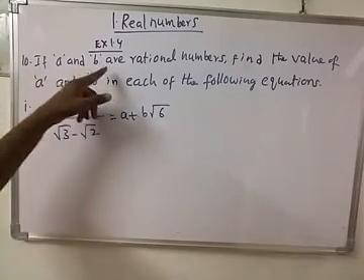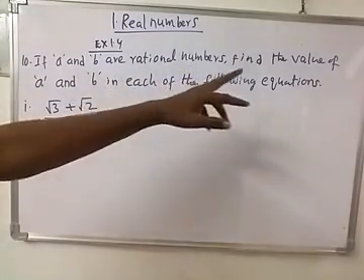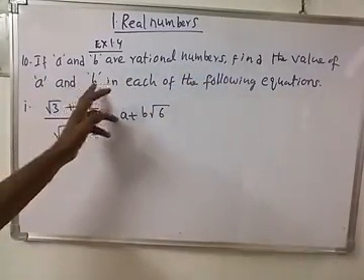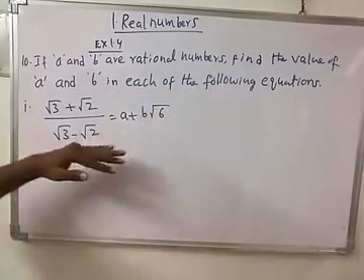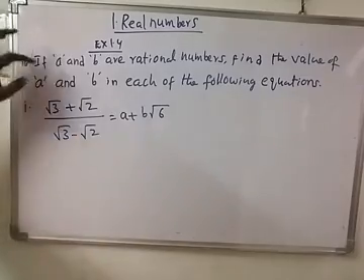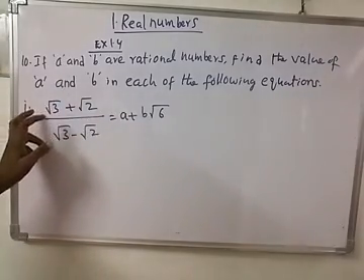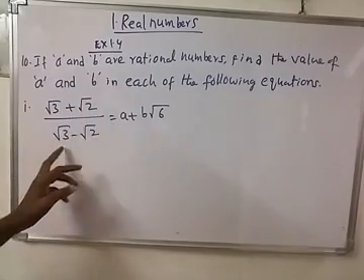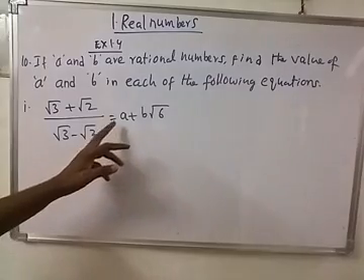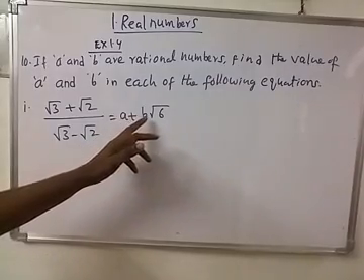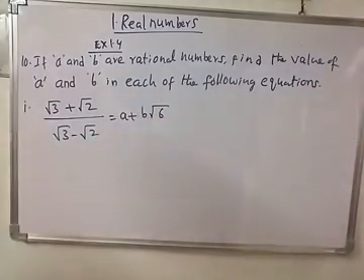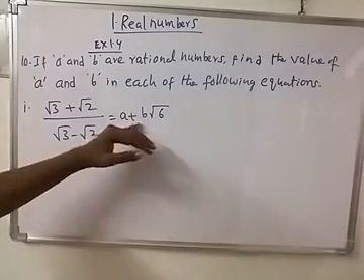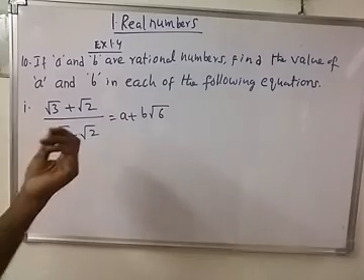If a and b are rational numbers, find the values of a and b in each of the following equations. So in the first problem, (square root 3 plus square root 2) divided by (square root 3 minus square root 2) is equal to a plus b square root 6. So here we have to find a and b. How do we find the solution?